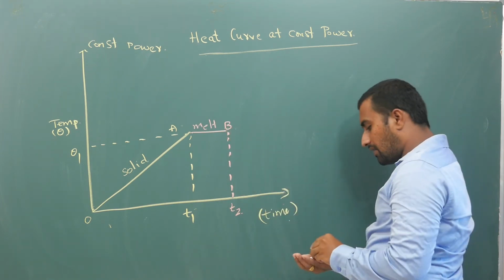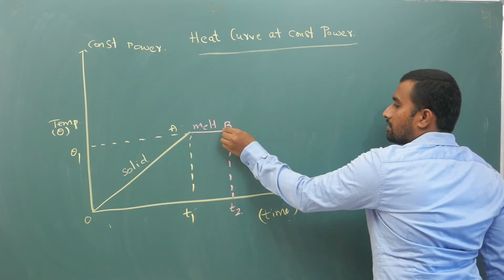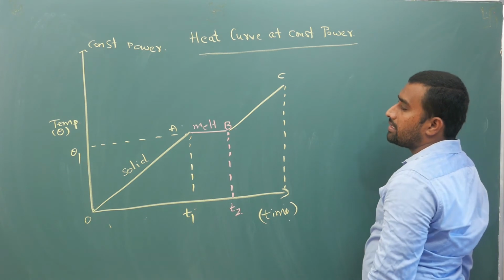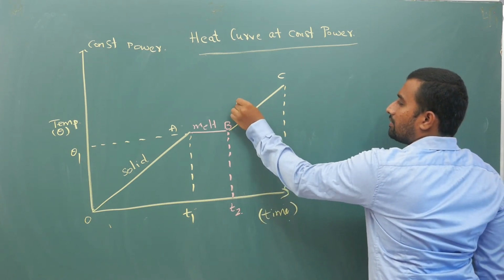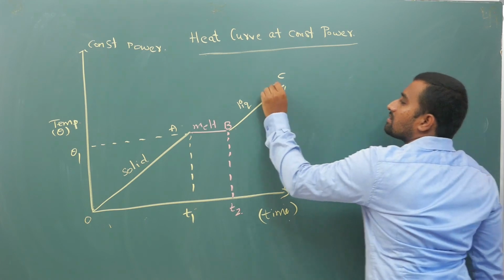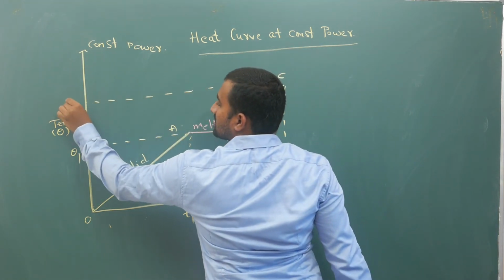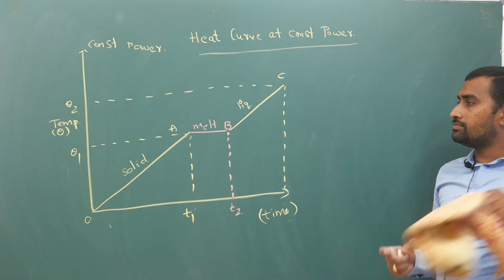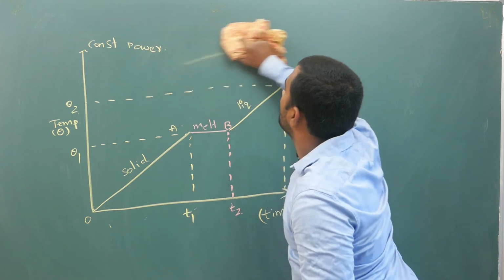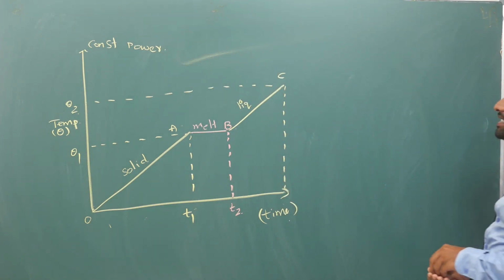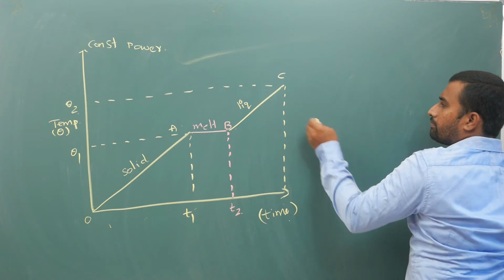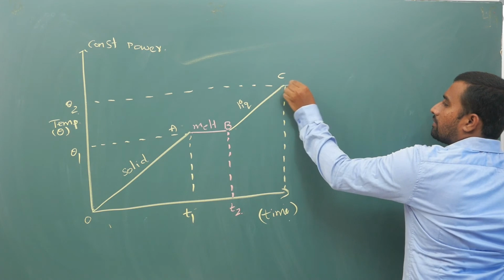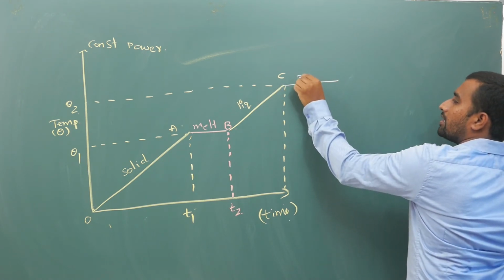Now once again, after it comes into liquid state, it becomes a liquid, and once it reaches liquid, it will increase its temperature further up to some temperature theta 2. Next, once some melting point is reached, then what happens is it will start boiling.